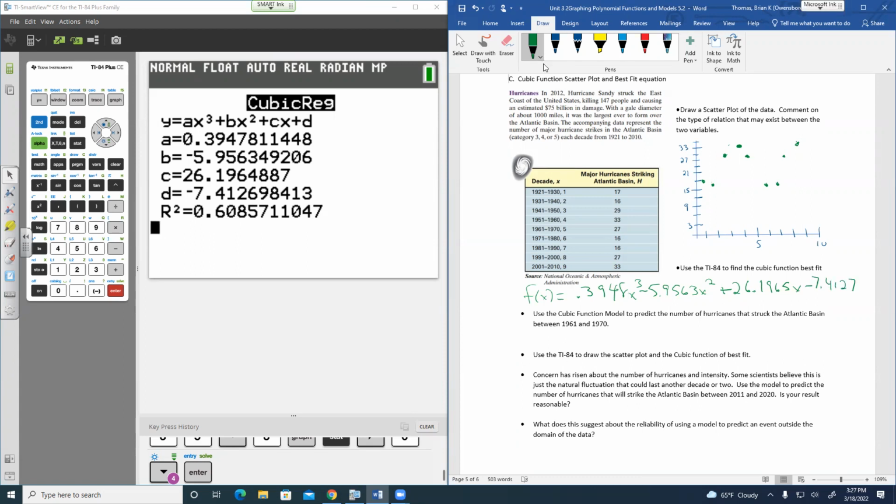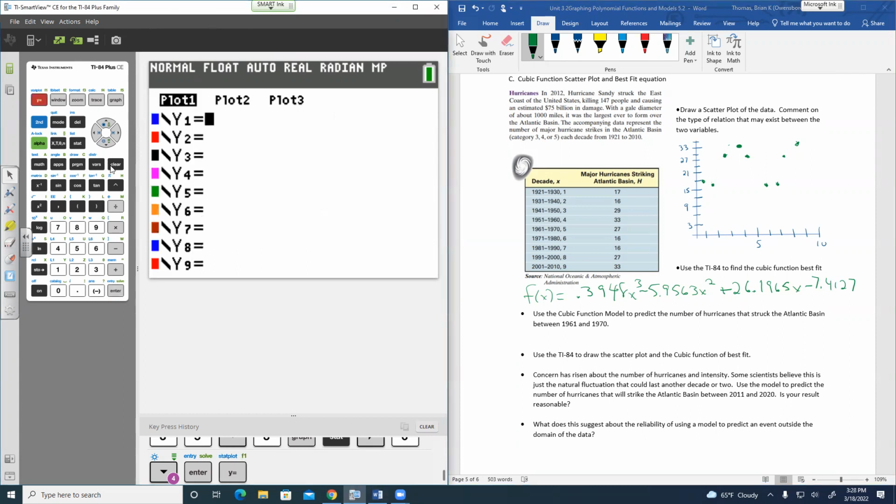So if I want to let the calculator graph that, we can then type it in if we want. Or actually, we don't have to graph it necessarily, or do we? Yeah, it does say do this. Let's see what this first question is before I move on. So use the cubic function model to predict the number of hurricanes that struck the Atlantic Basin between 1961 and 1970. So if I do that, what I pick up on is 61 to 70 is where that 5 is.